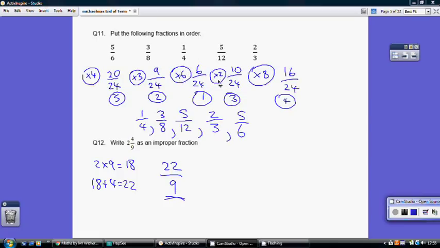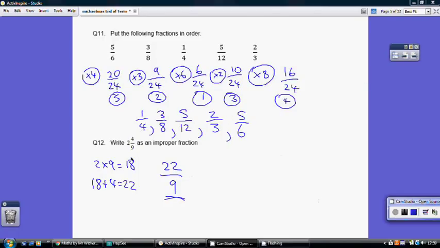The fourth one top and bottom by 2. And the fifth one top and bottom by 8. So that gives me 5 equivalent fractions all over 24, which I can compare easily. So the smallest one is 6 over 24, then 9 over 24, then 10 over 24, then 16 over 24, then 20 over 24. So that's my order. So putting the fractions in order, I get 1/4, then 3/8, then 5/12, then 2/3, and then finally 5/6.